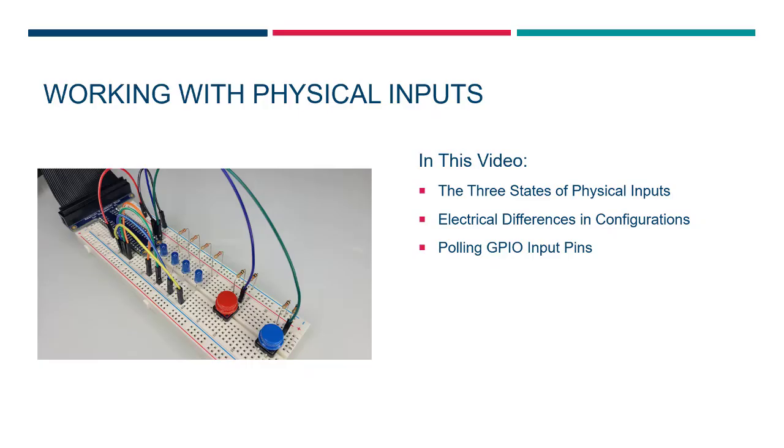Let's get started. Now in this video, we will cover working with physical inputs. Specifically, we'll talk through the 3 states of physical inputs, electrical differences and configurations, and we'll look at an example circuit and the code for pulling the pins to determine if they're high or low. Then you'll move on to the next video to cover the other new skills you'll need to build the game in the activities portion of this lesson.